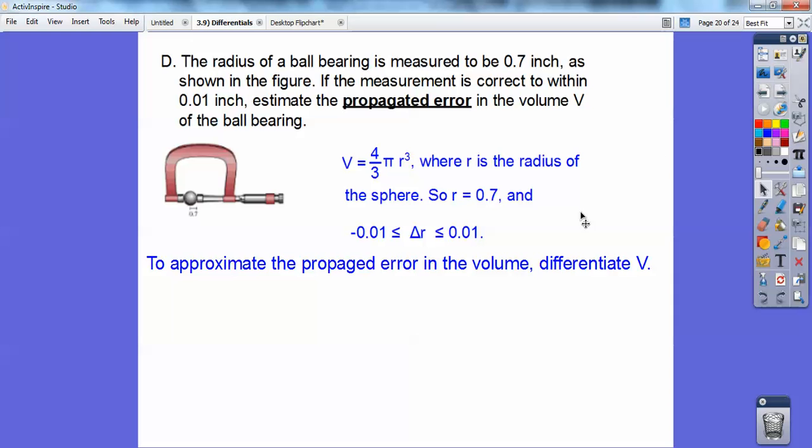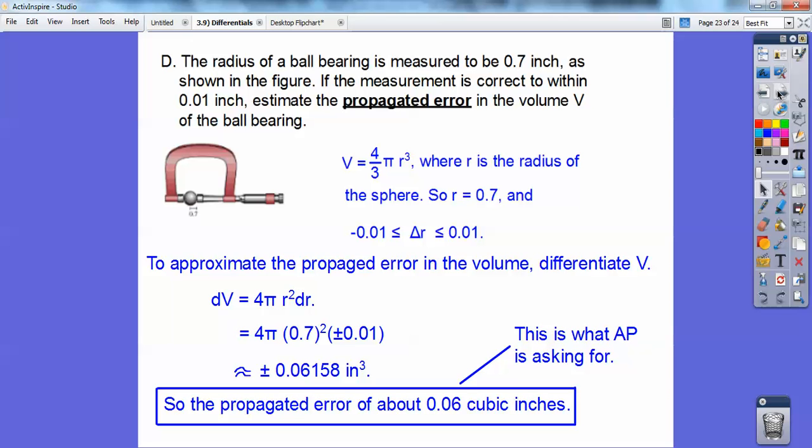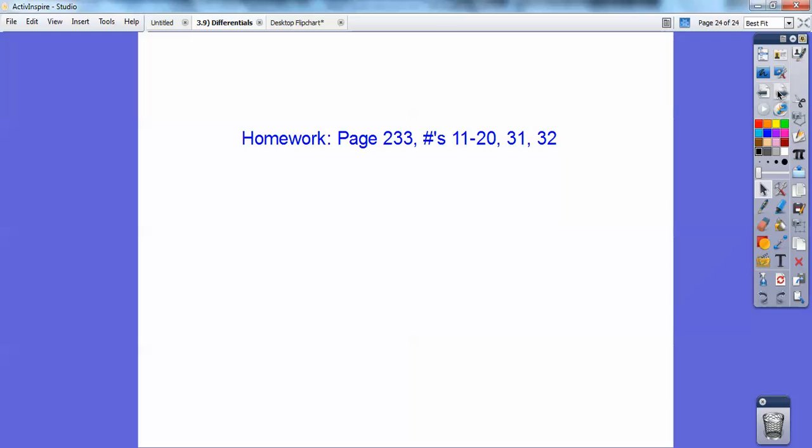To approximate the propagated error, we differentiate the volume. When I do that, don't forget you've got the chain right there. I take the derivative of this, and it always has the dr, and the dr is just your plus or minus 0.01. Then it's just substituting it in. It's that easy. You crank all that out, and you get plus or minus 0.06158, and it's volume, so it's in inches cubed. The AP is asking for the propagated error. That propagated error is about 0.06 cubic inches. Nice and easy. If you're in my calculus class, that's your nice and easy homework assignment.